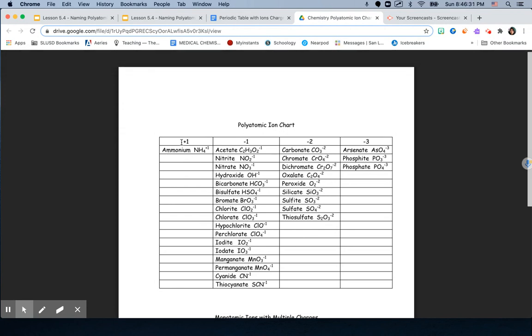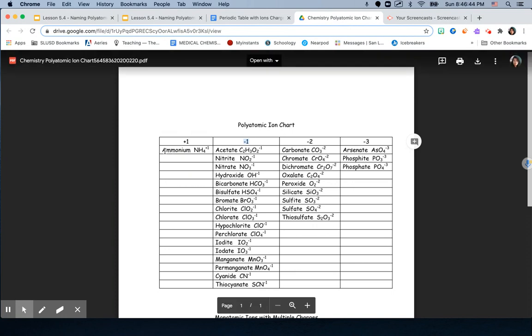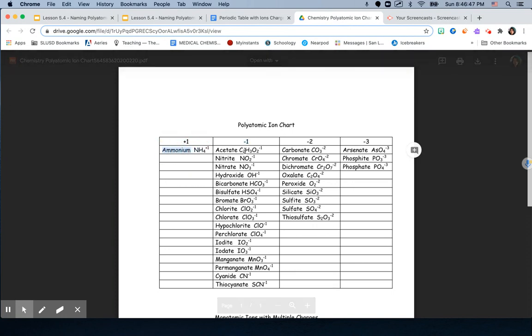So I'm going to look for the name hydroxide. Notice that in this ion chart, I have the name, and next to the name, I have the formula and the charge. And up top, it tells me the charges of all of them. So ammonium is the only one for the charge that's up top. And we're going to look for the name hydroxide. So I'm going to scan through, see hydroxide here, and it tells me that the formula is OH with a 1 minus charge.